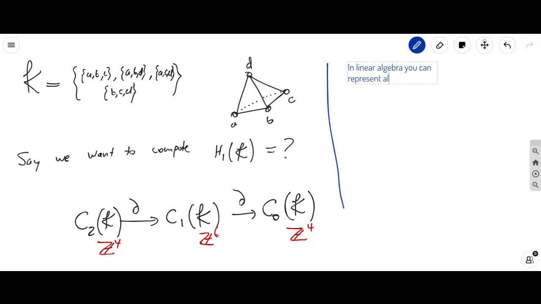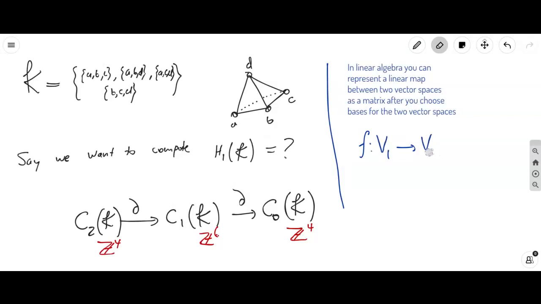you can represent a linear map between two vector spaces as a matrix after you choose bases for the two vector spaces. So basically the way it works is you have some linear map between two vector spaces, V1 and V2. You find the basis here, you find the basis there, and then you observe how the linear map acts on the basis elements. So when you apply F to each basis element, it gets mapped over here and written out in terms of those basis elements, and that's how you get the matrix representation for your linear map.